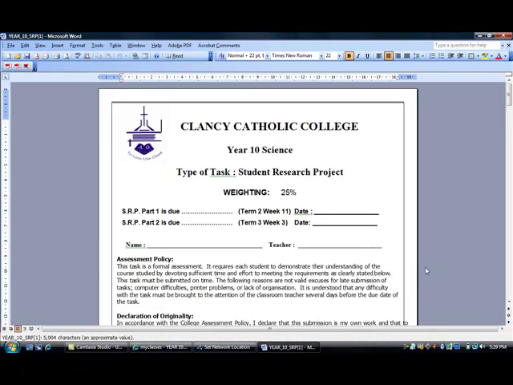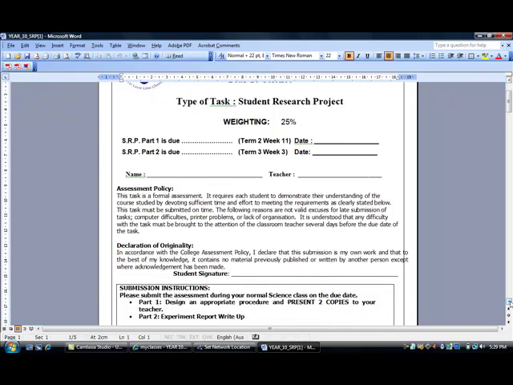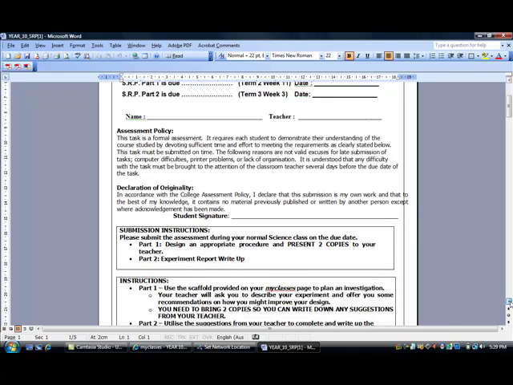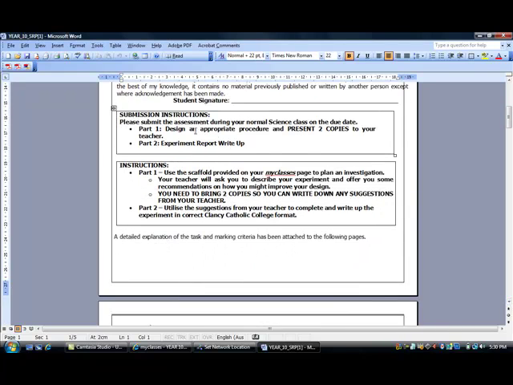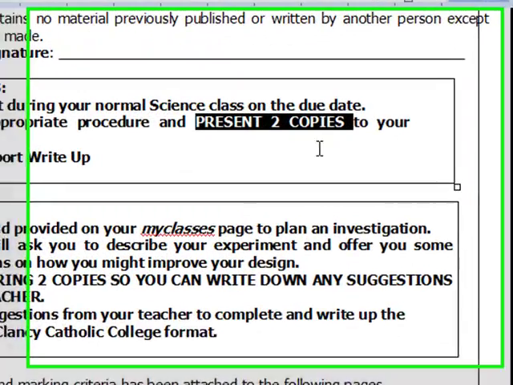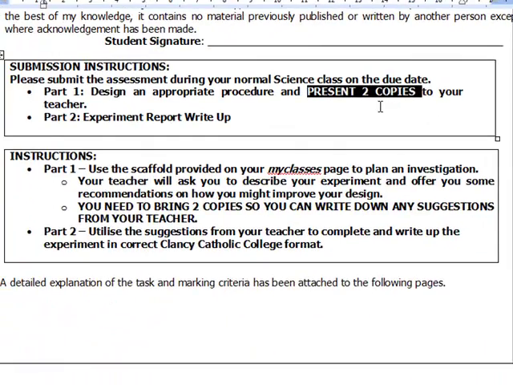Okay, and this is the task that you were given the other day. You can see there just standard information about the assessment policy and the declaration of originality. And then we move on down to the submission instructions. I guess the major part for these submission instructions is to remember this part here, where it asks you to present 2 copies to your teacher on the due date there for part 1.